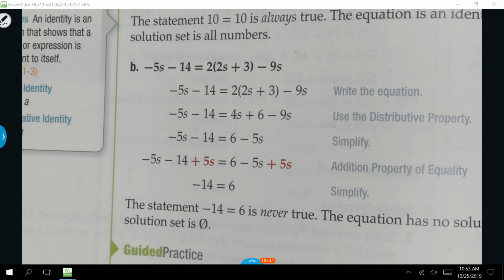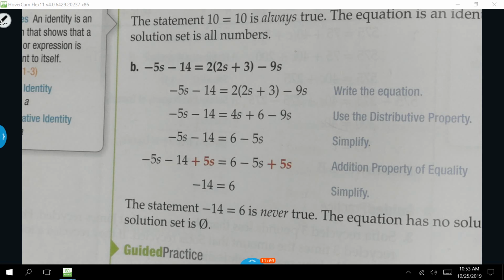What happens is, you're solving the equation. If you don't recognize it here, you add the variable to both sides. Negative 14 equals 6. Can negative 14 ever equal 6? No. It's not that the variable disappeared, because the variable disappeared in the other one too. But this is never true. You'll get the one thing that doesn't equal the other.